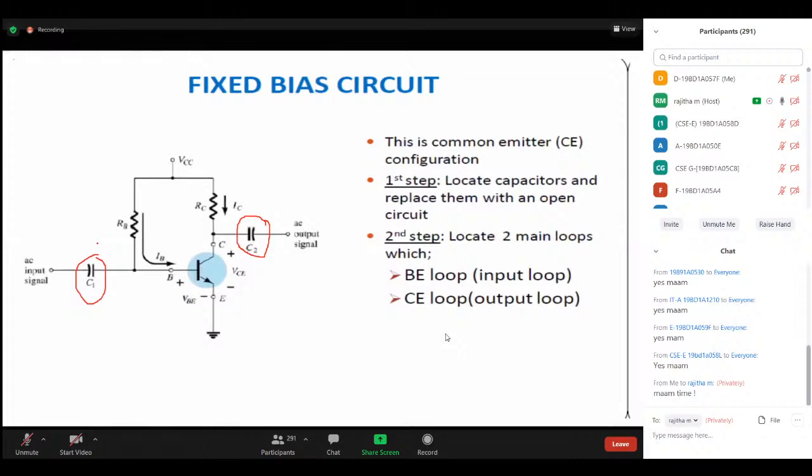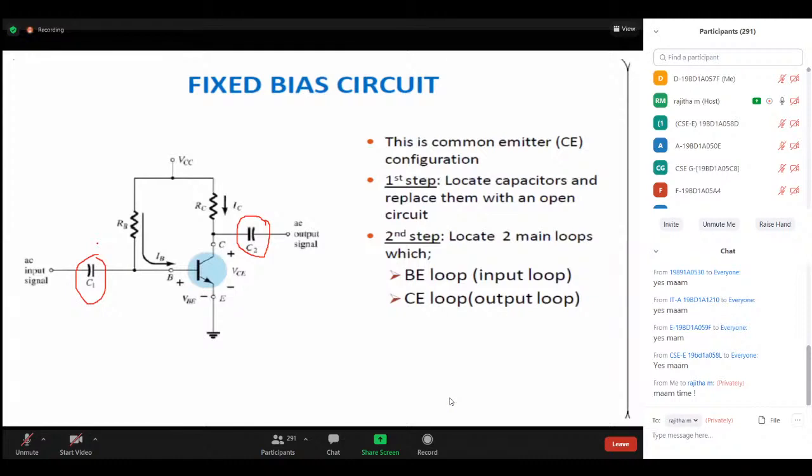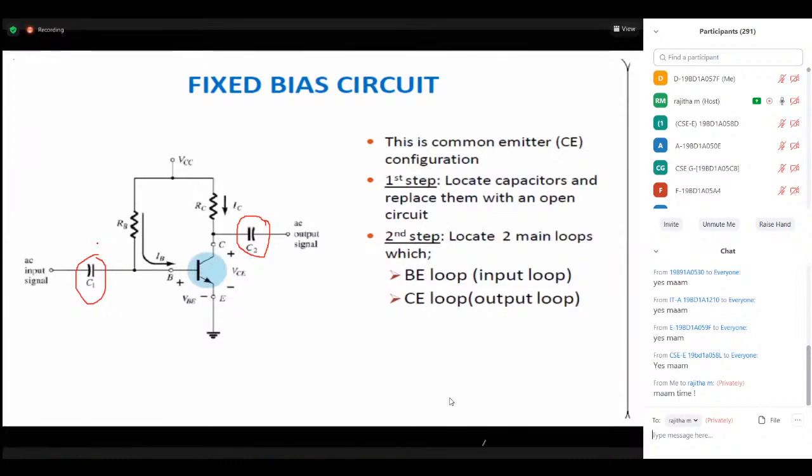Now, in order to analyze this fixed bias circuit, we have two steps to follow. First, it has to function like an amplifier, hence we connected the coupling capacitors. But for the DC analysis, in order to find the Q-point values, will they depend on any parameter or not? Are they stabilized or not? Will the operating point move due to any parameter changes or not? To check that, we have to apply the DC analysis. So our second step is to locate the two main loops of the transistor.